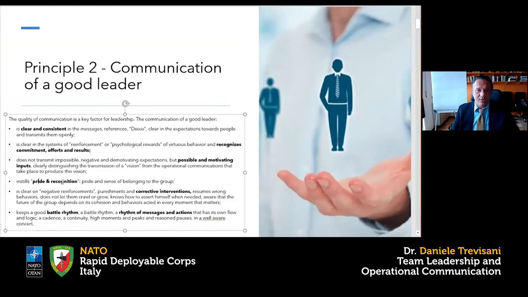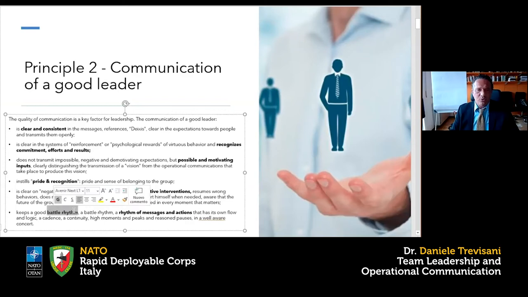Then we have to deal with pride and recognition. That is, you have to become proud of the team you are in, and we have to recognize what you do for the team. Not just tangible results, but also intangible issues, such as if you contribute to the team climate, for example. You have also to apply corrective interventions whenever a rule of the team is not applied.